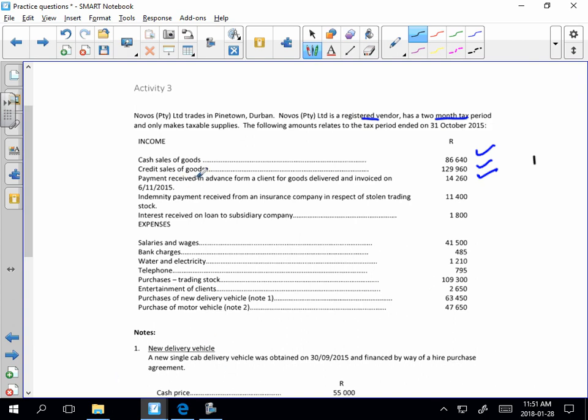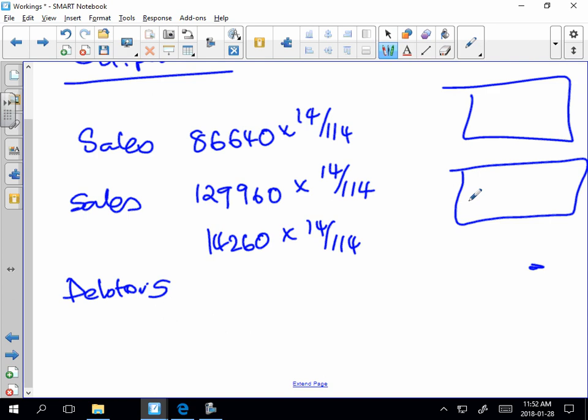Indemnity payment received from an insurance company in respect of stolen trading stock. Indemnity payment is what? Insurance. So you go to your insurance. Short term or long term? Short term. Everyone comfortable? Vatable or not vatable? Vatable. Did we receive cash or did we not receive cash? Anytime they tell you it's an indemnity payment, you have received cash. So therefore, it's a deemed sale. Everyone comfortable with that? So if it's a deemed sale, you'll multiply that by 14 over 114, and that will be your output VAT on that transaction.